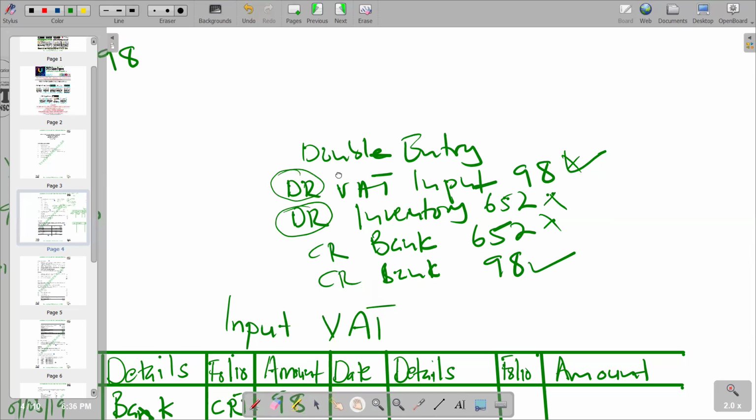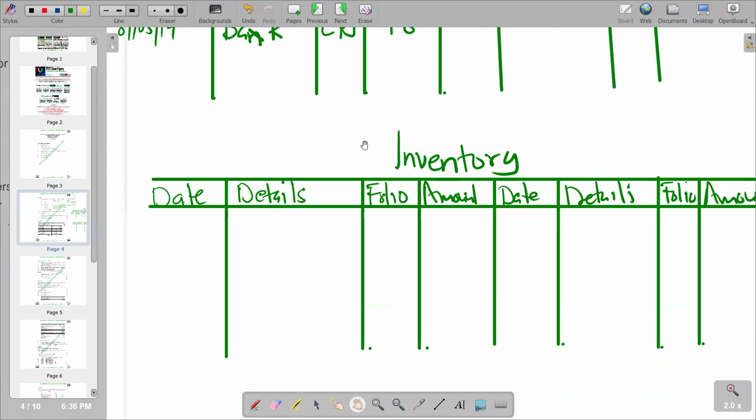So we go there. Now we are going to the inventory account, and we are saying our date remains the same, which is 01/05/19. So all the details are there. We are saying again bank, and obviously it remains the same, which is cash payment total. And then the amount that we are saying is VAT exclusive, which is now 652. So these are the ledger accounts that are being involved in this transaction.